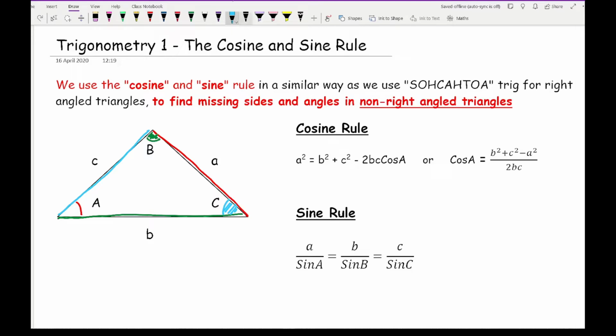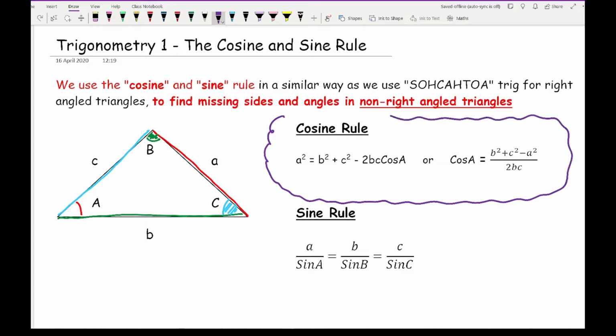Now looking at the cosine rule first, let me just put a little bubble around that. There are two variations of the cosine rule. One is predominantly used for finding missing sides, and the other formula is used when finding missing angles. However, if you are really good with rearranging formulae, you should be able to spot that both of those two formulas are exactly the same. It's just got a different subject.